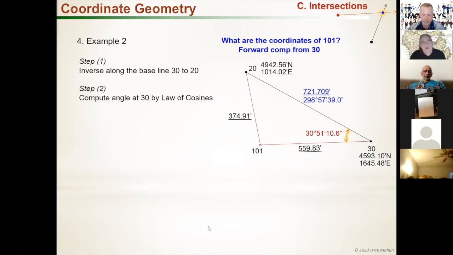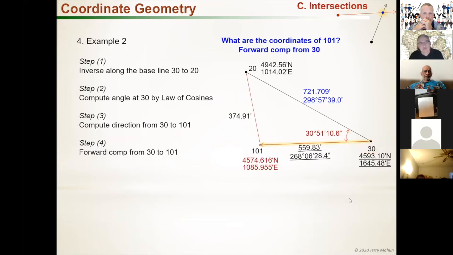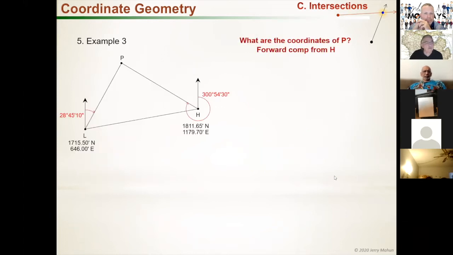So in this case, we have that angle there. And because we have this direction here, we can compute the direction of this line. And once we have that direction, then we can do a forward calculation from here to here. So it's pretty straightforward when you follow the logic. I'm not going to go through this third one, but basically what you're doing is you're always starting with an inverse, then you're solving pieces of the triangle using the law of sines, law of cosines, and the angle condition to get enough information so that you can do a forward calculation from one end of the baseline or the other.